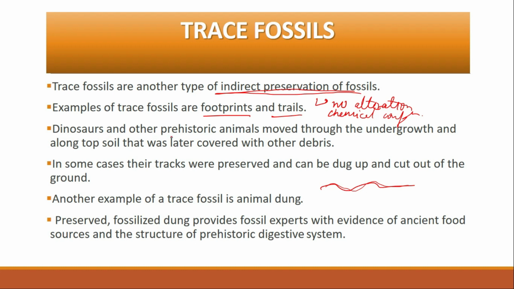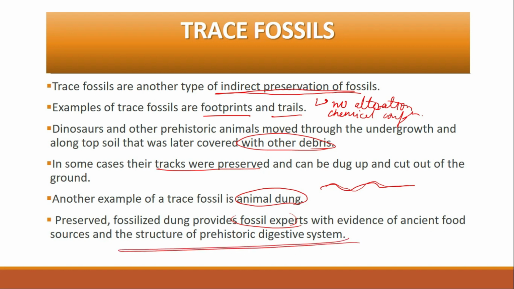Like the dinosaurs and other prehistoric animals moved through the undergrowth and along topsoil that was later covered with other debris. So their trails, their footprints can be preserved. Okay, so in some cases their tracks were preserved and can be dug up and cut out of the ground. Another example of a trace fossil is animal dung. Preserved fossilized dung provides fossil experts with evidence of ancient food sources and the structure of prehistoric digestive systems.